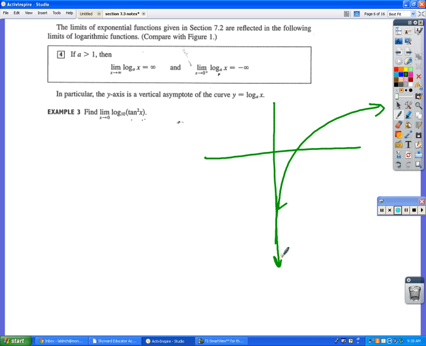Okay, so let's try and do a limit here. Let's do the limit as x approaches 0 of log base 10 of tangent squared of x. What is that at the bottom? Because it will move over and stuff, won't it?